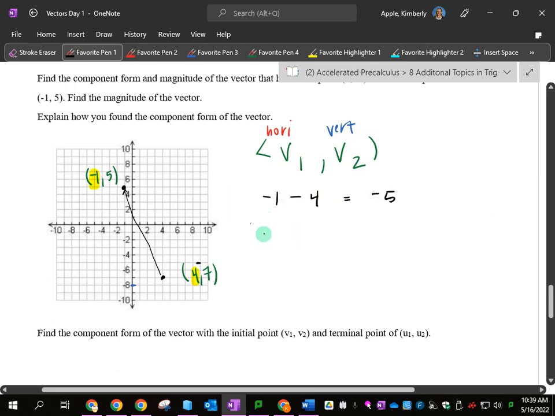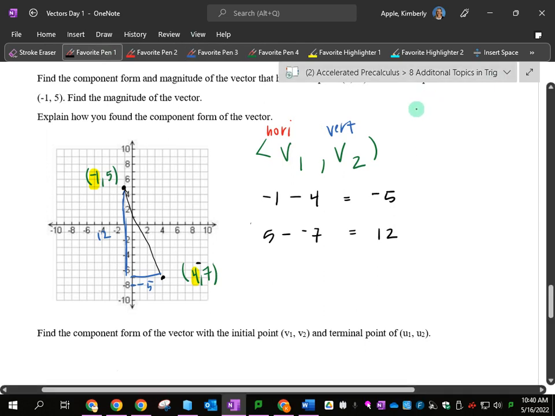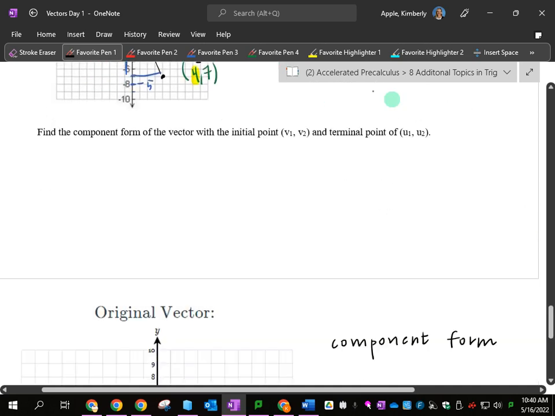And then, what's the vertical change? Well, that's just 5 minus -7, which is +12. Which makes sense because if you draw this triangle and count it, you'll see that that's 12, and this is -5. But this works too. Essentially what we did is we took the terminal point and subtracted the initial point. So now let's do that in general.